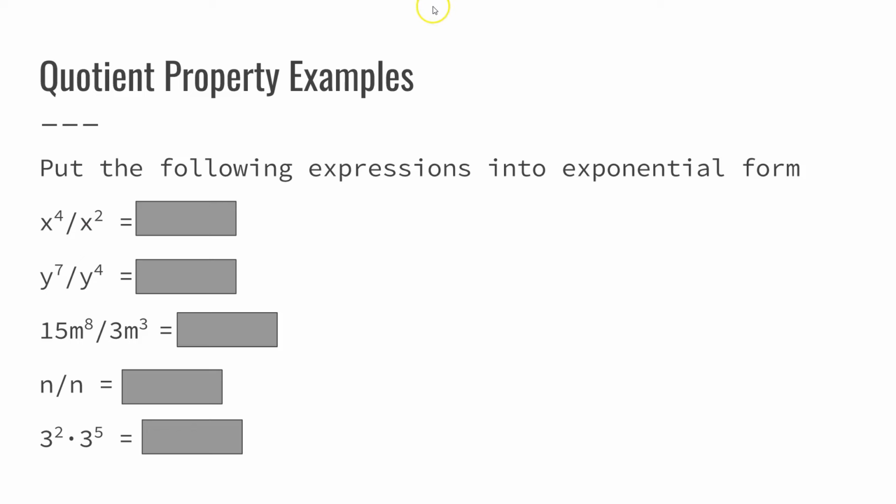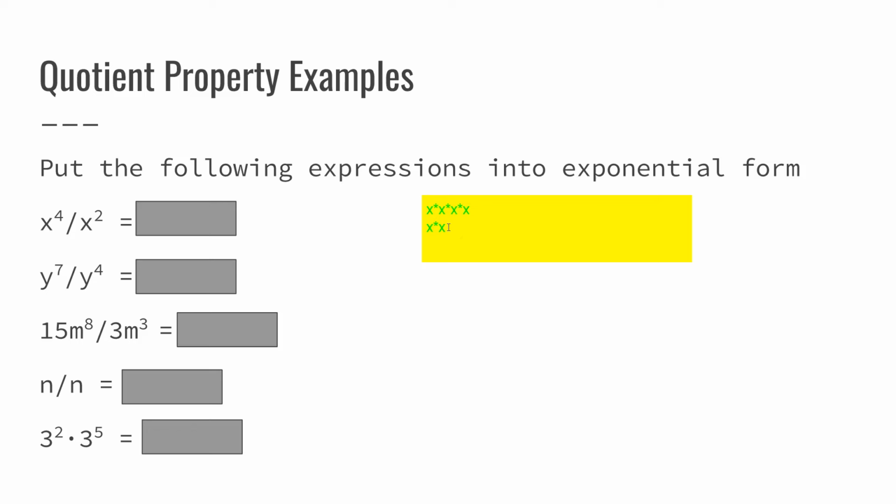Let me see if I can write out an example like this. Let's try this. So we have 4 x's on the top, and then we are dividing by 2 x's on the bottom. Unfortunately, I can't do the divide by line in this program, but bear with me here. So 4 on the top, 2 on the bottom.